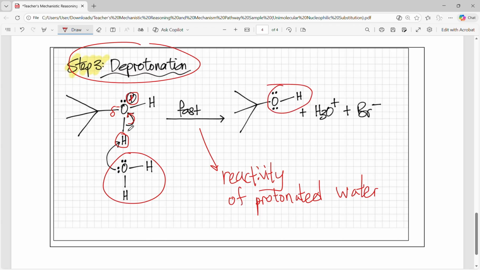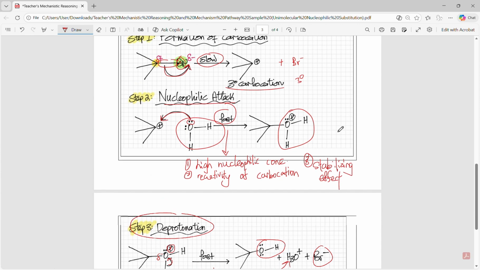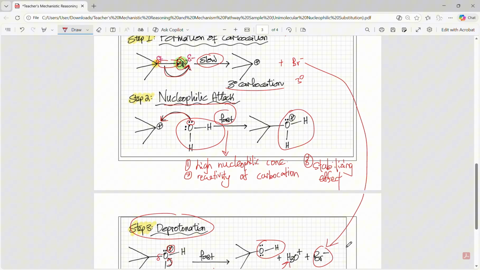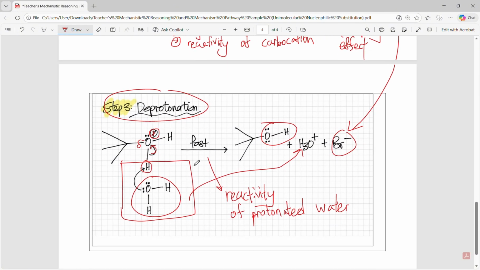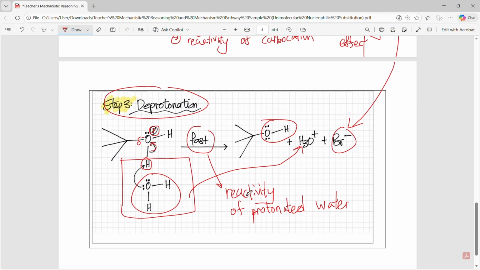So now, as the hydrogen atom leaves and the positive charge is removed, we get a hydroxyl group here. We change the 2-bromo-2-methylpropane to the final product, which is 2-methyl-2-propanol. As the water extracts a hydrogen atom, we get H3O+, and the bromide ion is from the early stage of SN1. And this process of deprotonation is also fast due to the reactivity of protonated water because it is very unstable.